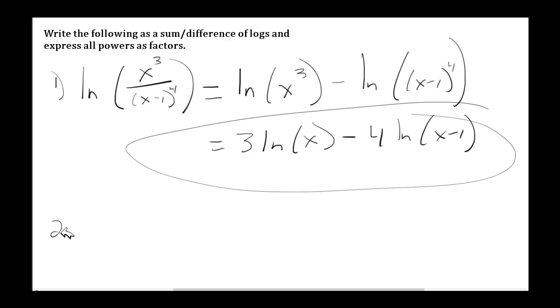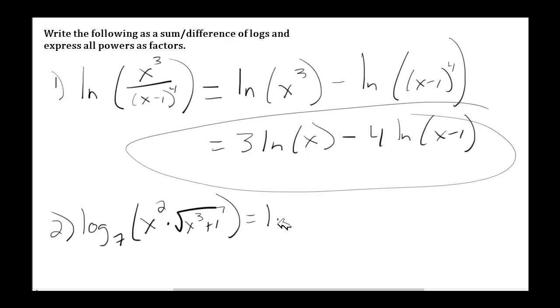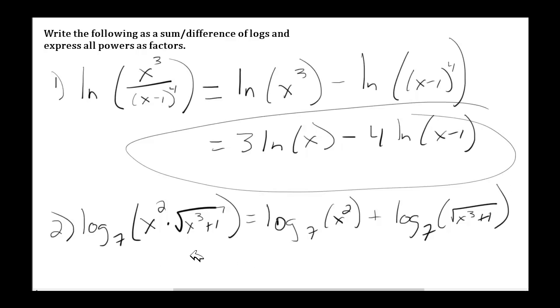So take a look at one more. Let's say I have log base 7 of x squared times the square root of x cubed plus 1. So here you have multiplication, that turns into addition. So I have log base 7 of x squared plus log base 7 of the square root of x cubed plus 1. And then let's see what else we can do here.